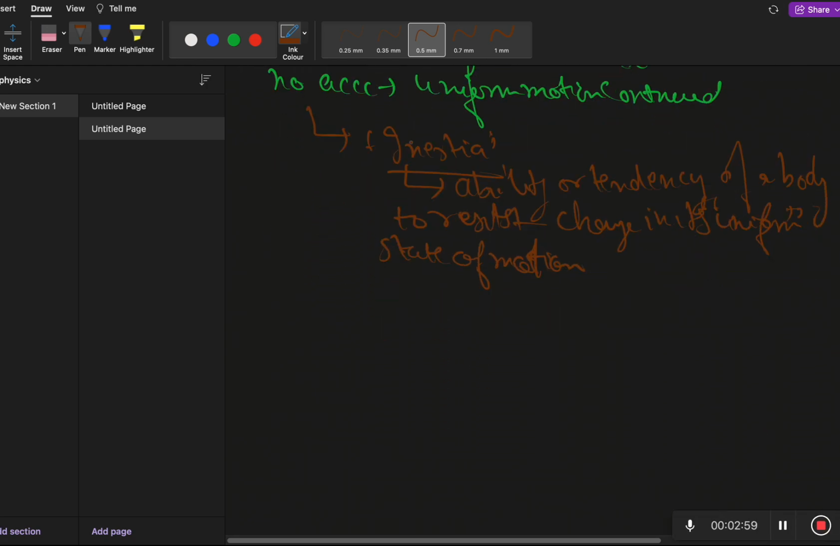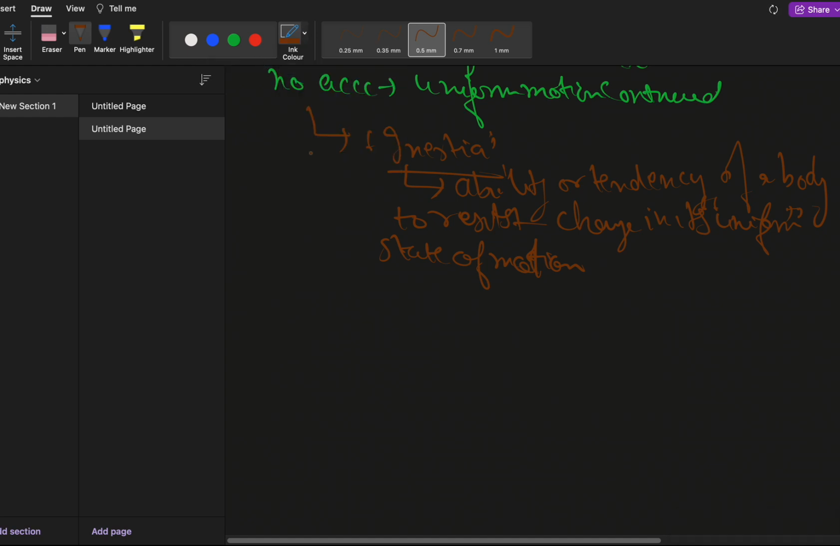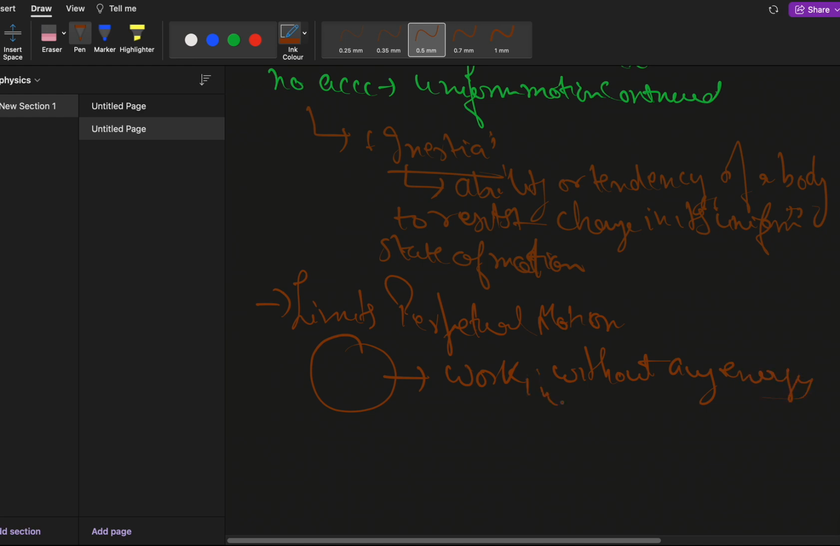So this is the law in real life. What we can say about this law is that this is the law which limits the perpetual motion machine. You must have heard about the perpetual motion machine. It is a machine which keeps on performing work without any energy input. As per this law, that will only happen when there is no external force.